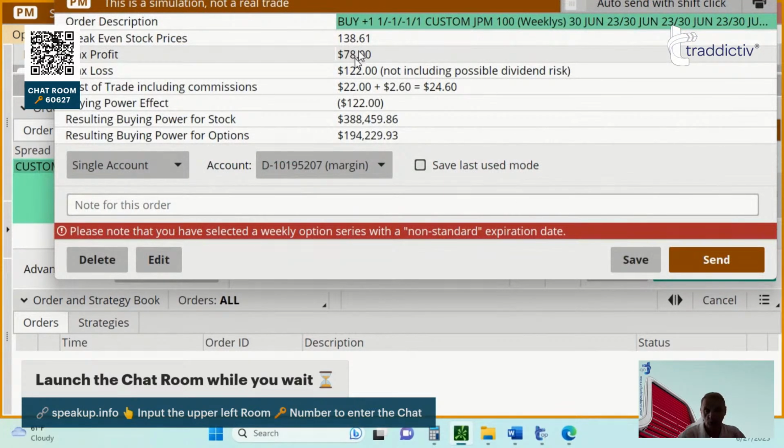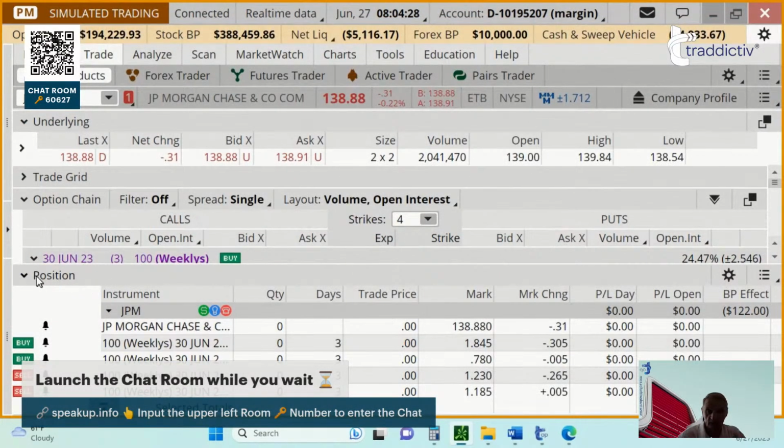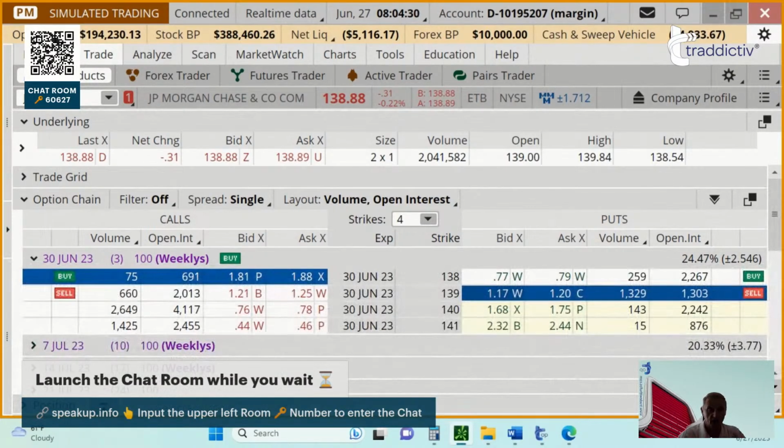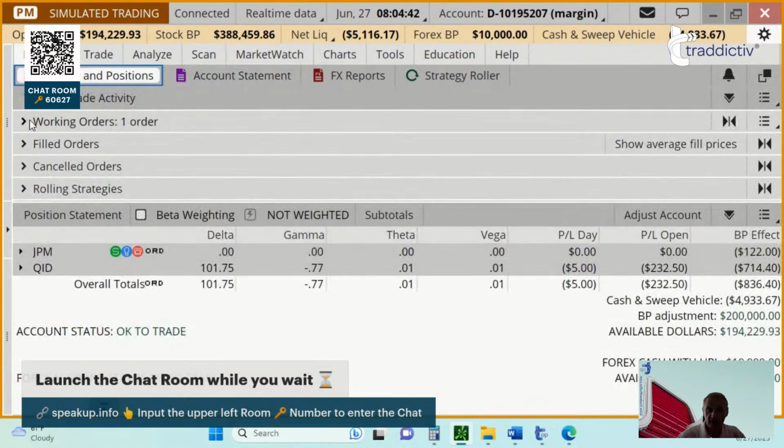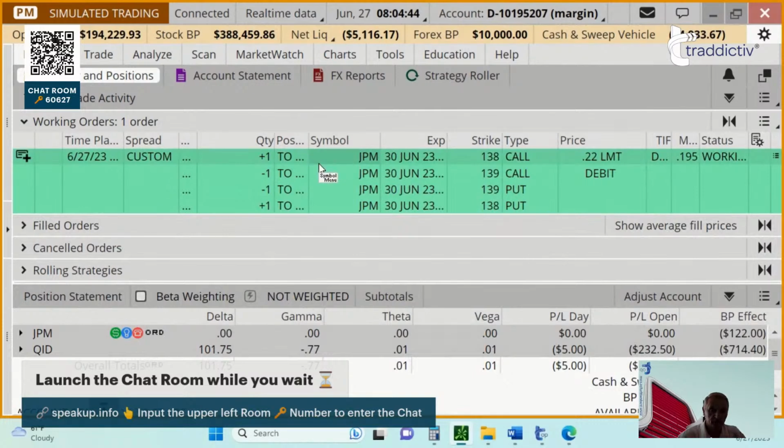So the maximum profit on that could be $78 on money invested in a trade. Over here it reads the maximum loss as 122, so that's the money invested. So now when I place this trade, I have a position that is composed of a bull put spread as well as a bull call spread. The reason why we're placing this trade is because our intent is actually to profit from the move up.